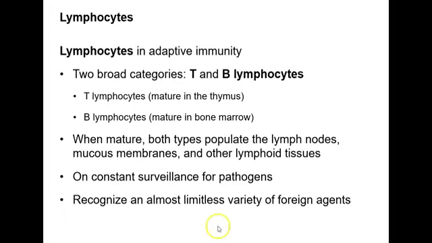So now let's get into the lymphocytes. So there are two main types of lymphocytes. We have the T lymphocytes and B lymphocytes. And both of these types of lymphocytes are going to be produced in our bone marrow, but they're going to mature in two different places, and that's where the names come from. So T lymphocytes will travel to the thymus to mature and become what we call immunocompetent. B lymphocytes will remain in the bone marrow to mature.